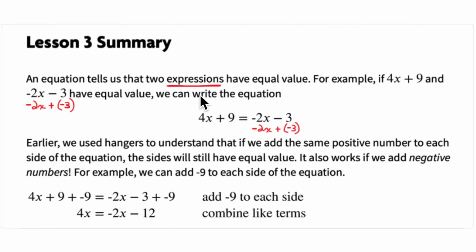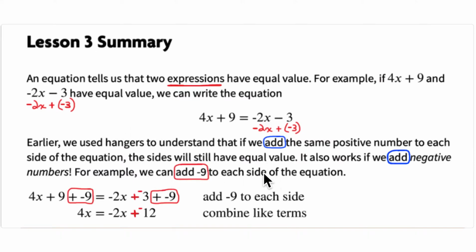So in this case, we have two expressions. One expression on one side is 4x plus 9. The expression on the other side is negative 2x minus 3. I always like to change the subtraction to addition. Subtracting a positive 3 is the same as adding a negative 3. So this expression and this expression.